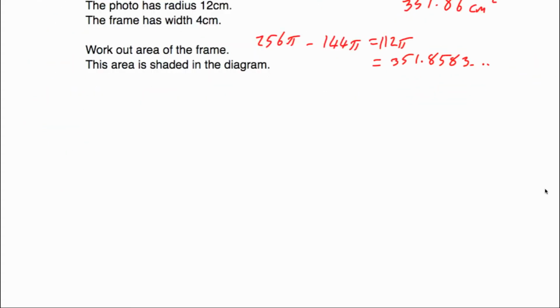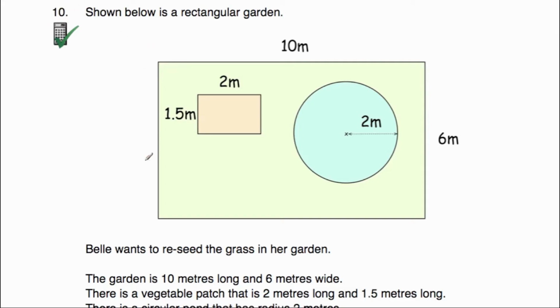Okay, question number 10. We've been given this rectangular garden. So we've got this garden that's rectangular, and it's got a length of 10 meters and a width of 6 meters. And that's what the question says. And we're told that Belle wants to reseed the grass in her garden. So she wants to plant grass seed in that green region.